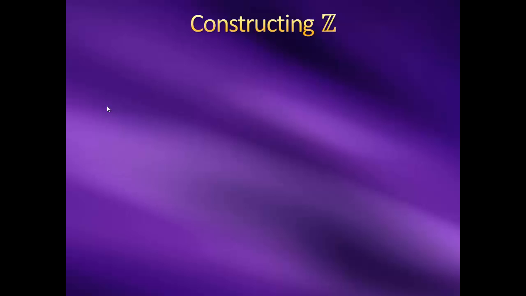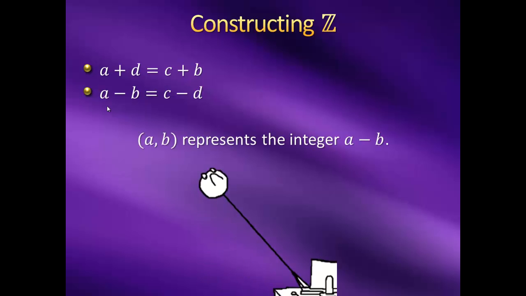How the heck are these equivalence classes of ordered pairs supposed to represent integers? Well, let's look at our equivalence relation. (A,B) is equivalent to (C,D) if A plus D equals C plus B. With a little algebra, we would see that this is equivalent to A minus B equals C minus D. That's right. The ordered pair (A,B) represents the integer A minus B.